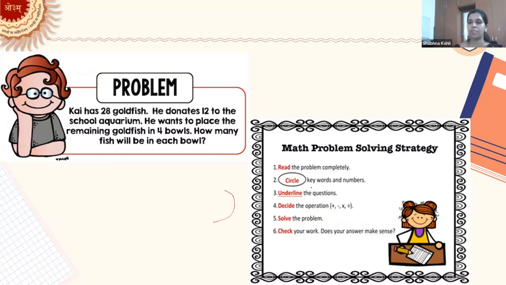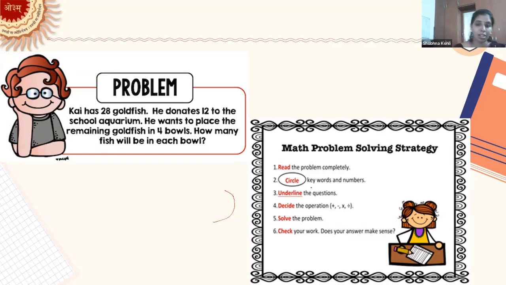Subtraction or division. Definitely, the child knows the concept. He will come up with the concept. Or slowly we can teach them how to find out the concept behind that. And then check your answer. Does your answer make sense? Whatever answer you are getting, is it working or not? Slowly, the child will be able to understand word problems.